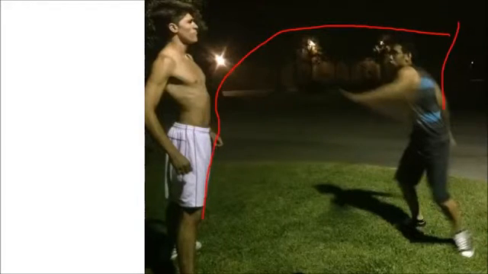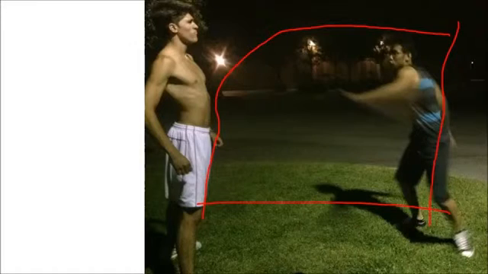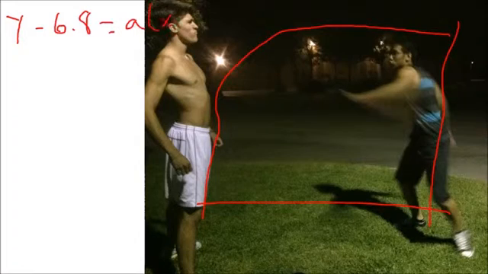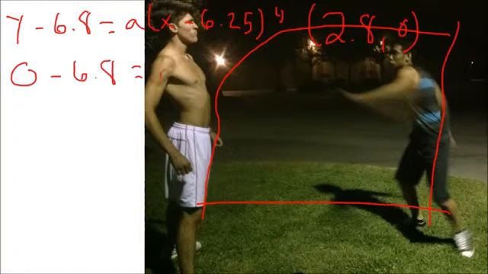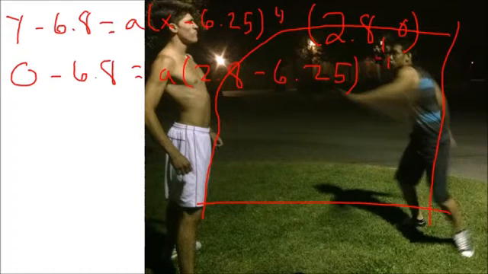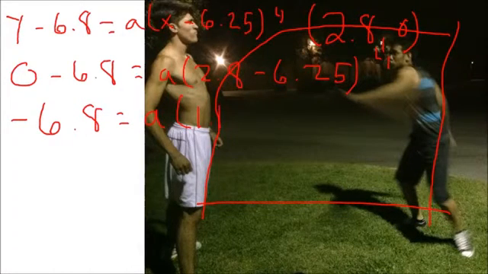Okay, to do the 4th degree kick, you take y minus 6.8 equals a parentheses x minus 6.25 to the 4th degree. Then you take the point 2.80, then you take the 2.8 and put it into the x. Then you get 0 minus 6.8 equals a parentheses 2.8 minus 6.25 to the 4th degree. Then you do the arithmetic and you get negative 6.8 equals a times 141.6695 after you do the 4th degree to the whole thing.